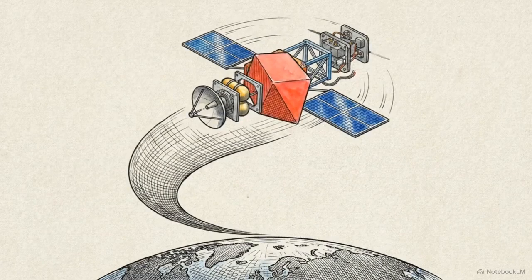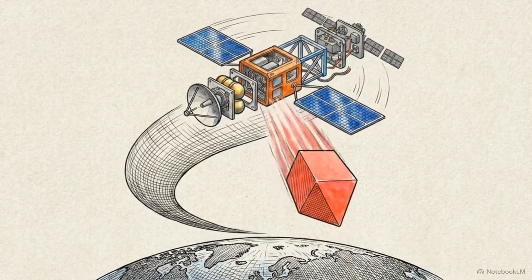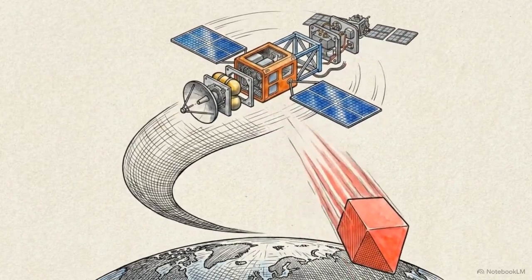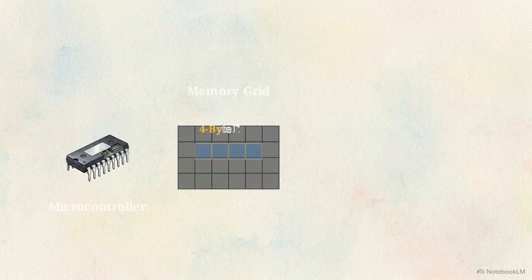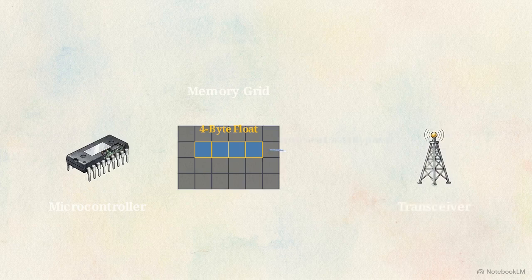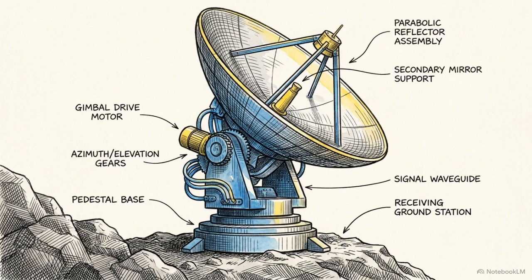We can trace these isolated concepts by following a single temperature reading on its chronological journey from orbit to the Earth dashboard. It begins in the physical layer, where an analog environmental fluctuation is captured by a sensor and packed directly into the microcontroller's memory grid as a 4-byte float. Next is the RF transmission phase. The encapsulated memory is bypassed straight to the transceiver and broadcast down to the receiving ground station.